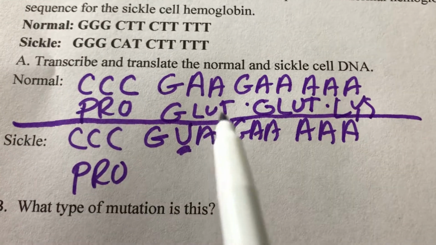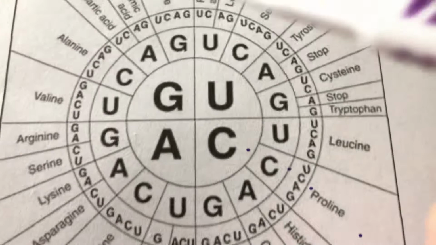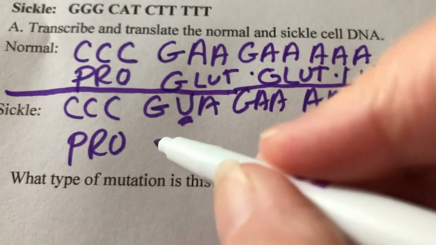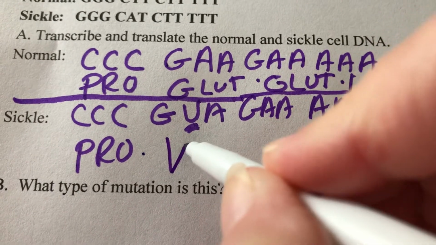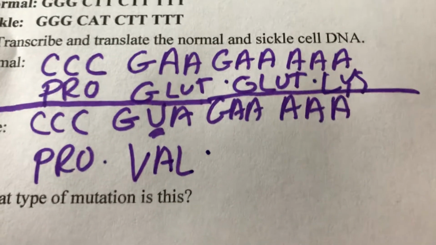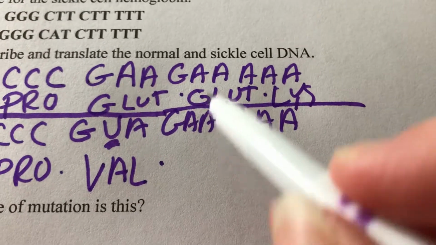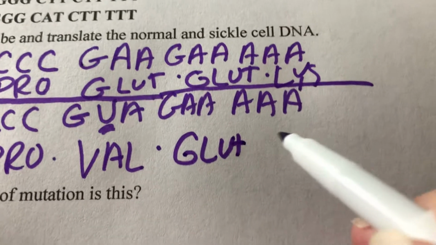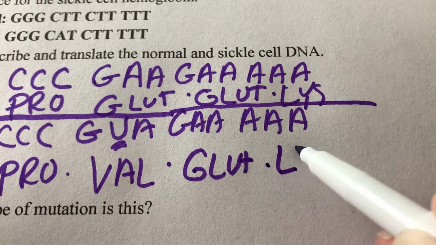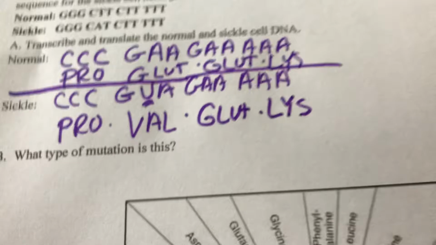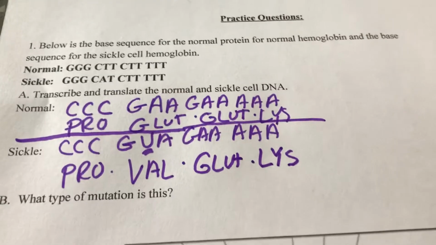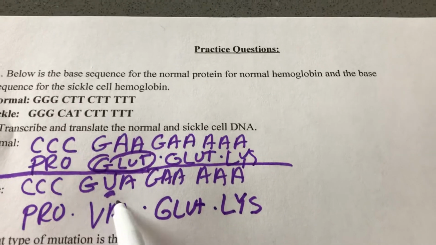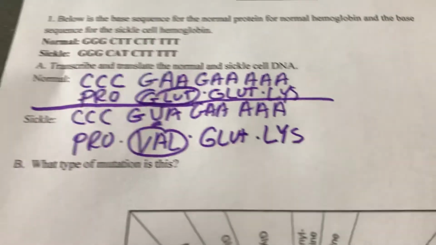We still have CCC, which is pro, but now we have to do GUA. GUA is valine. So instead of putting down the glutamic acid, it puts down a valine. GAA is going to be GLUT, so that's still the same. And then AAA will still be lysine. So you can see that the protein sequences would be pretty much the same, except that where you have a glutamic acid here and you have valine here, that's what causes the mutation.